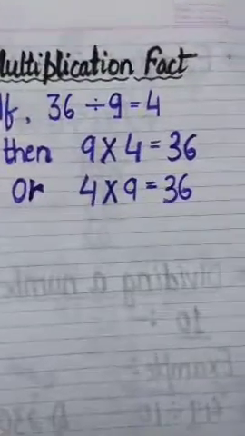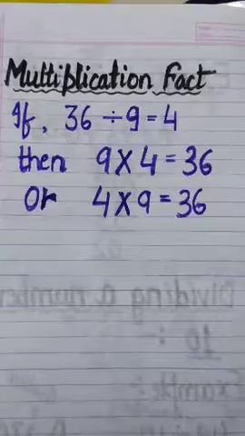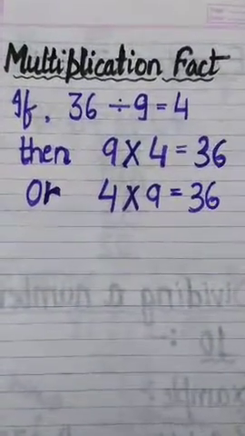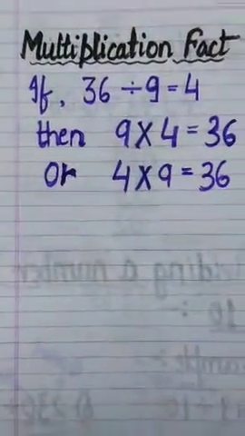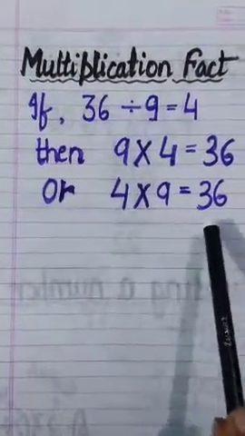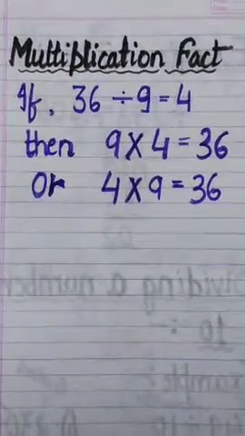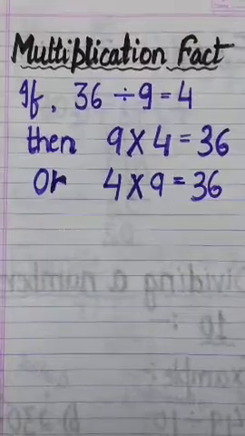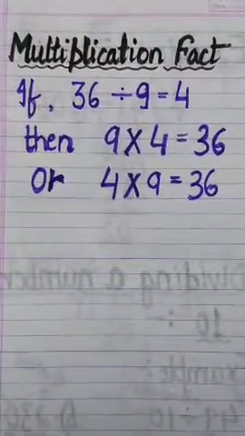So we will talk about multiplication fact here. If 36 divided by 9 is equal to 4, then 9 into 4 is equal to 36, or we can also read it as 4 into 9 is equal to 36. Both can be written this way.